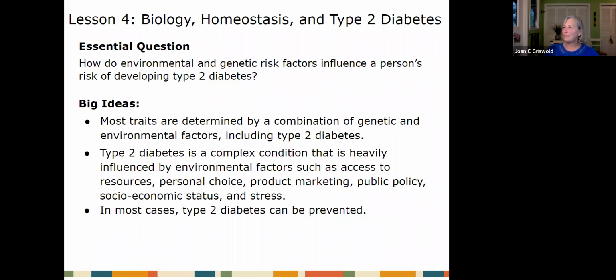So lesson 4, the essential question is, how do environmental and genetic risk factors influence a person's risk of developing type 2 diabetes? And you could switch out type 2 diabetes for many other disease models if you would like to study something else. And then these are the big ideas. I will let you look through those. And again, a focus on prevention, because when you're talking about environmentally mediated conditions, then suddenly there's something that you can do about it.